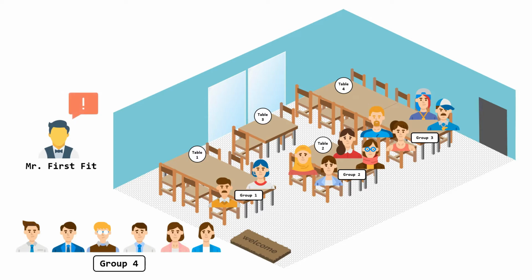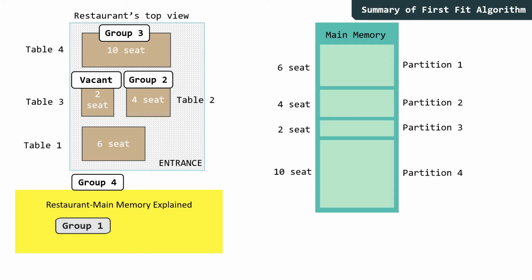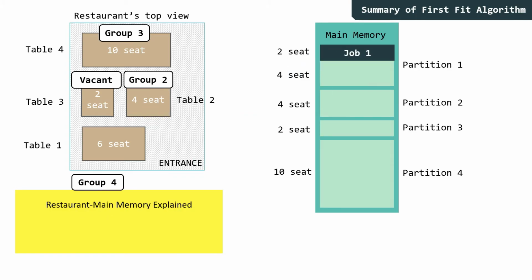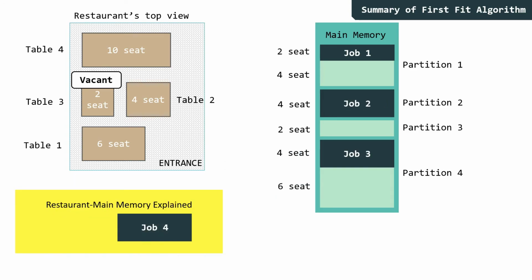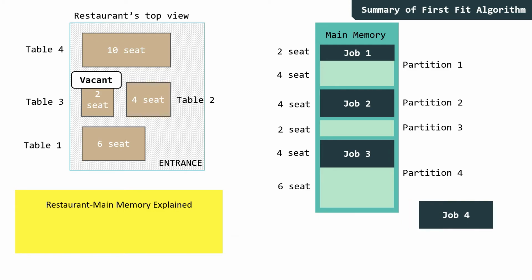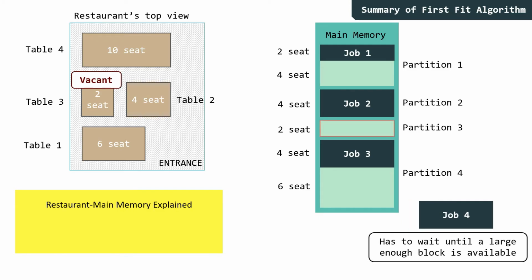As you can see, there are no empty tables that can fit this new group of 6, despite there being enough seats in the first table to seat them. Because of this, they are forced to wait until a group of customers leave and the table has enough seats for them. This is the summary of the first fit algorithm that was explained earlier. As we can see, job 4 has to wait until a large enough block is available.